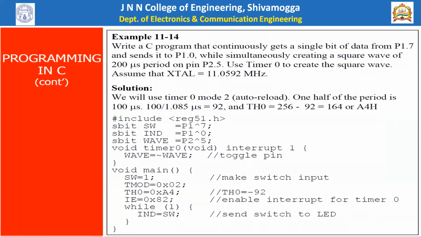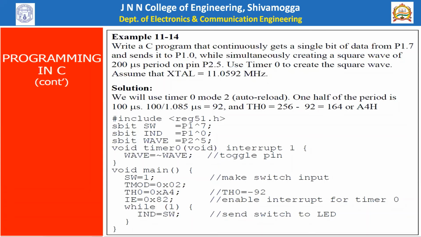So with this, let us see a simple program. A C program that continuously gets a single bit of data from P1.7 and sends it to P1.0, while simultaneously creating a square wave of 200 microseconds on pin P2.5. Use timer 0 to create the square wave with an 11.0592 MHz crystal frequency.